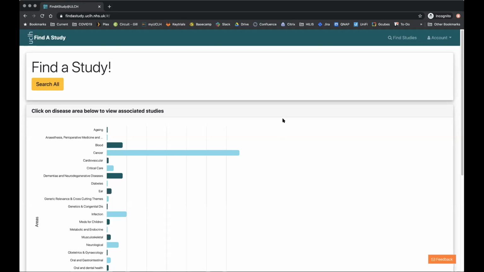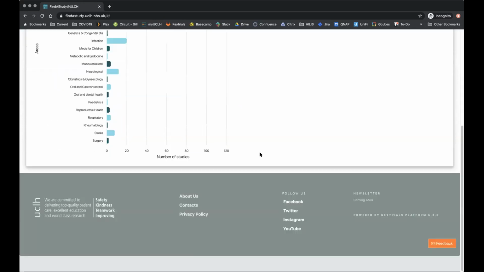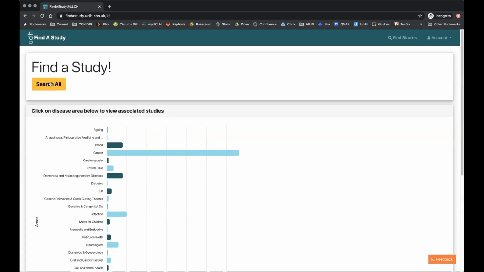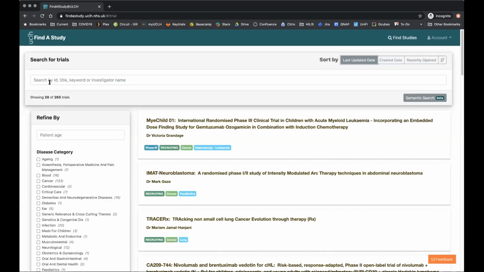Okay, so this is the website that is live at the moment at UCLH. The website is called Find the Study, but as you can see at the bottom here, it is powered by our platform. UCLH usually have more trials open than this, but a lot of them have been suspended because of COVID. So the ones that you see here are the ones that are still open. In the text box here, it's a free text search that can very quickly search through the titles and keywords of all the 265 trials.